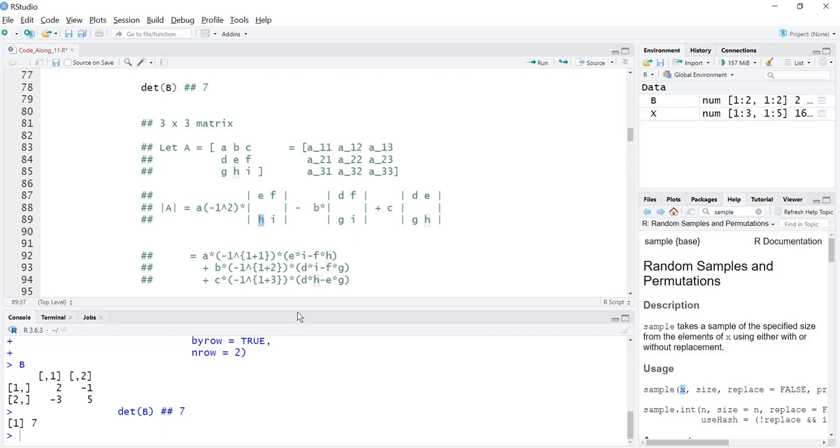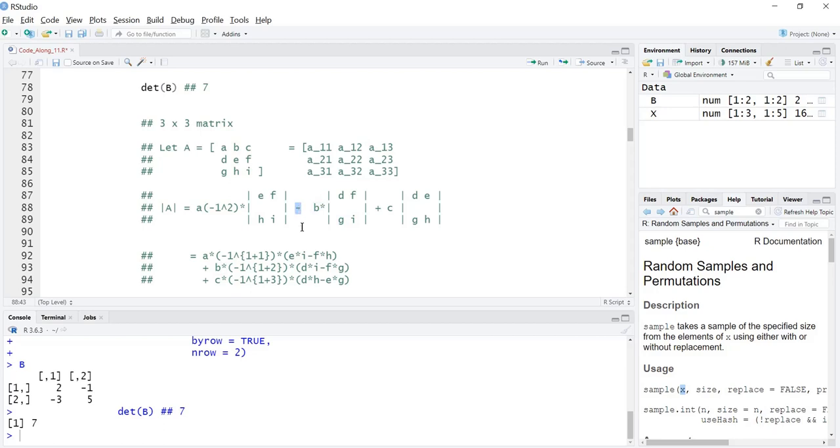Okay. And then I go over to the second element of this row because I'm using the first row. And again, I'm going to eliminate all the elements in the same row as B, and I'm going to eliminate the elements in the same column as B. So I'm going to be left with D and F, right? So I'm left with D, F, G, and I. So that's exactly what I have here. And I have B times that.